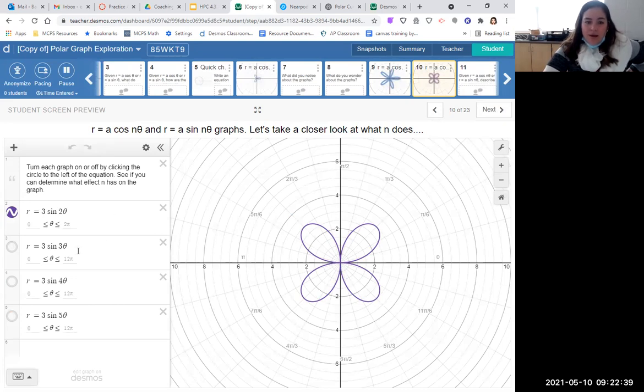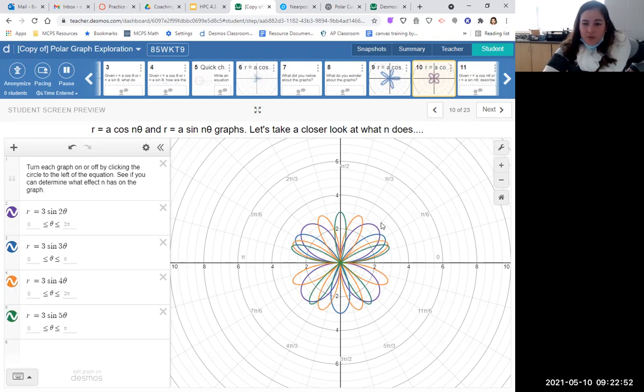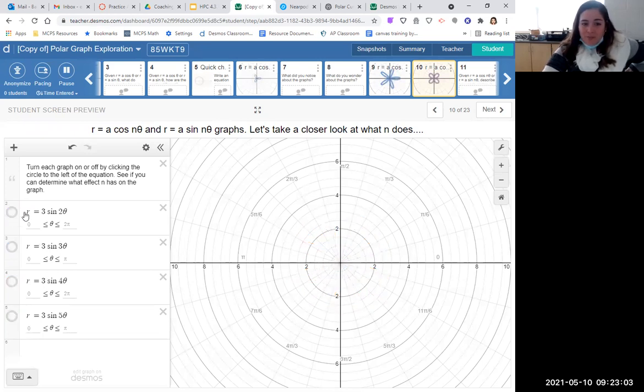Okay, now let's look at the sine graphs. Okay, interesting. 3 sine 2 theta, 3 sine 3 theta, 3 sine 4 theta, and 3 sine 5 theta. Okay, so we see that no matter what, my diameter is 3. And that's because I have straight up A's of 3 each time. Okay, but my petal number is different.